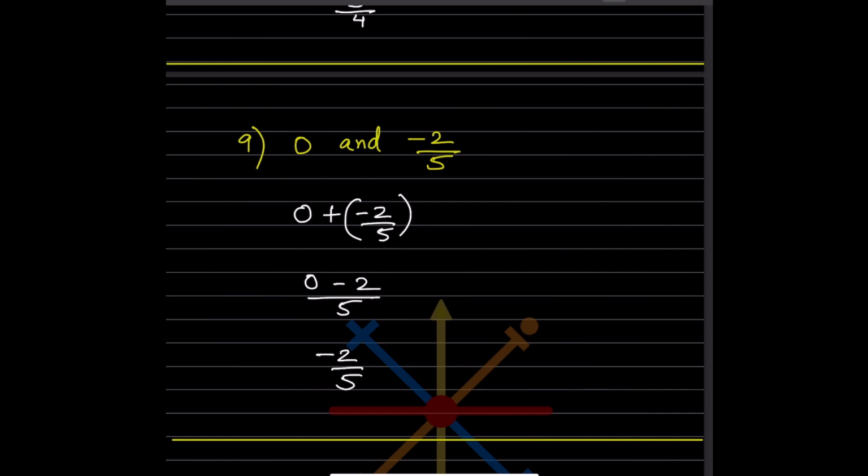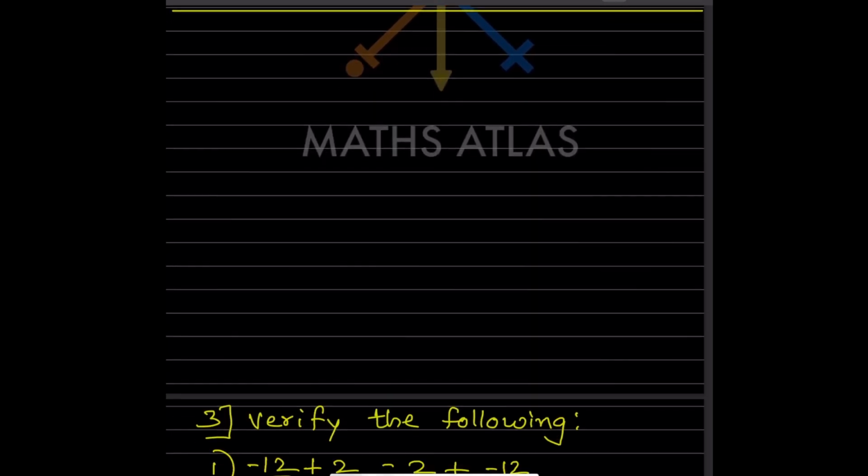Now 0 and minus 2 by 5. So this is plus. Plus minus is going to be minus. So 0 minus 2 by 5. Because here there is nothing, means that should be 1. So this should be multiplied by 5. So 0 into 5 will be 0. And the LCM is going to be 5. So this will be 0 minus 2 means minus 2 by 5.